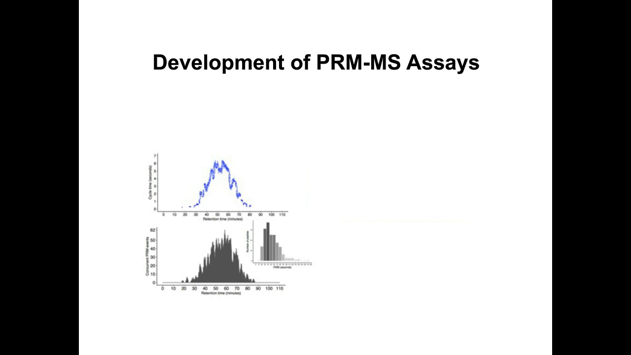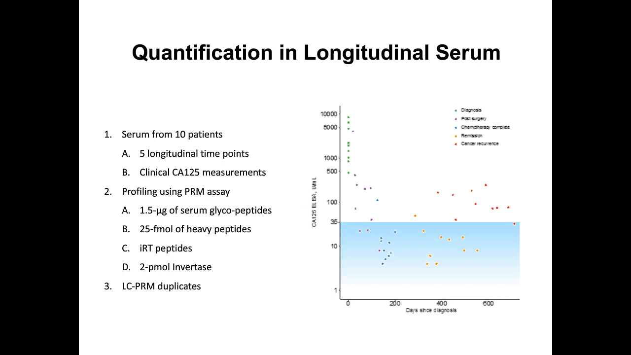And here now, you can see we applied these 451 assays to a first set of longitudinally collected high-grade serous ovarian cancer serum samples. We had serum samples from 10 patients and 5 longitudinal time points: at diagnosis, following surgery, at the end of chemotherapy, in remission, and in cancer recurrence. These patients all had clinical CA-125 measurements, and one can see this ELISA measurement in that graph on the right-hand side. We then performed our scheduled PRM assays using 1.5 microgram of serum glycopeptides.